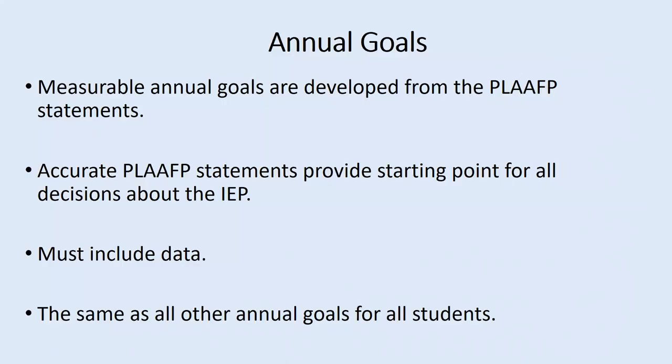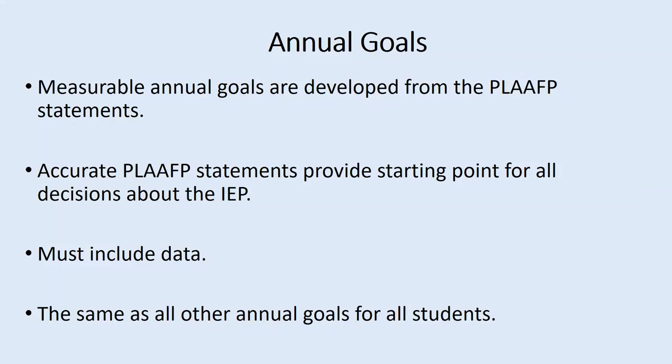But it won't address a science goal, a social studies goal. It will address a reading goal, a math goal, or a written language goal as it relates to the science and social studies content areas. You can, if you feel like it's important to be specific that this is going to be done in the social studies curriculum or in the science curriculum, you can certainly make that part of the condition of the annual goal.